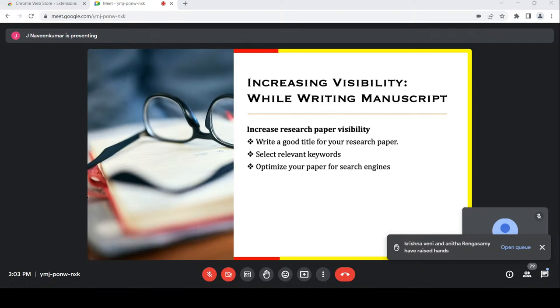So in that way, if you want to increase the visibility of a research paper, you basically need to work upon these three things: keywords, title, and abstract. Once you have these keywords, then you can go ahead with working upon your abstract and your title. This is the basic idea of making your research paper visible.